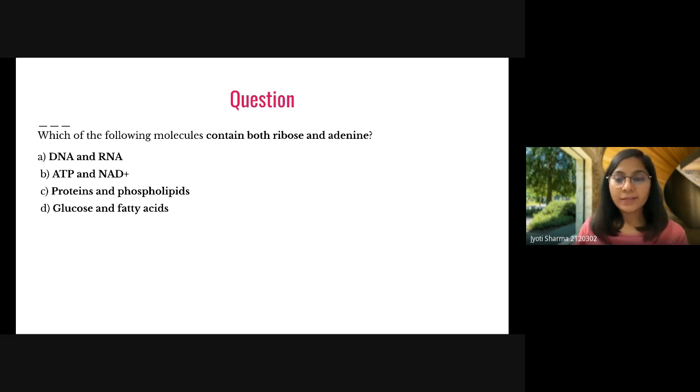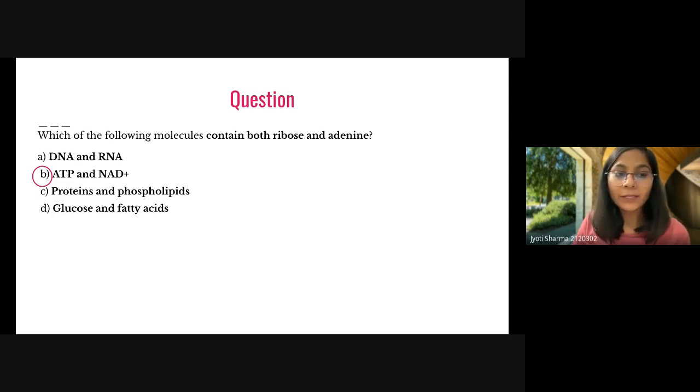So answer A and B and C and D. If you will see, B is the right answer. Let me tell you why. If we are talking about the DNA, then in the DNA we have the deoxyribose sugar. We have the adenine, but we have the deoxyribose sugar. So DNA is not the answer.